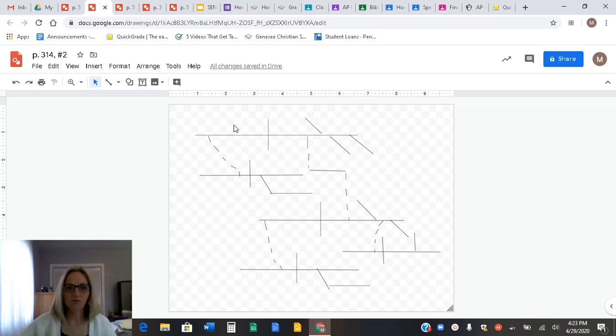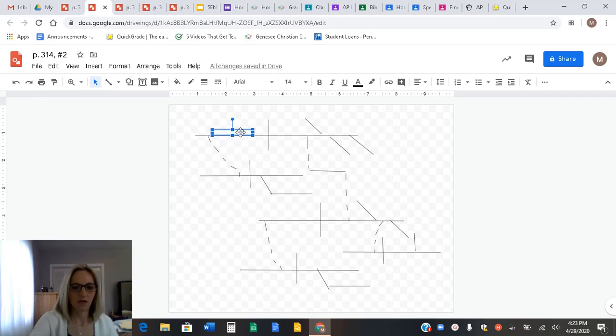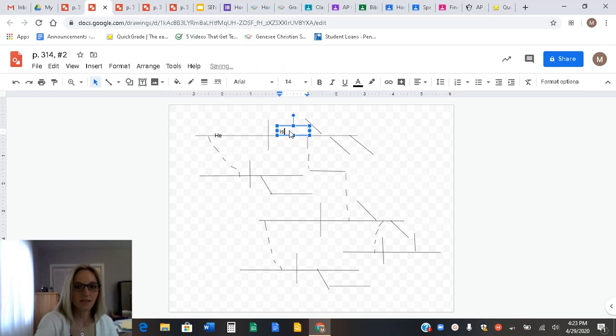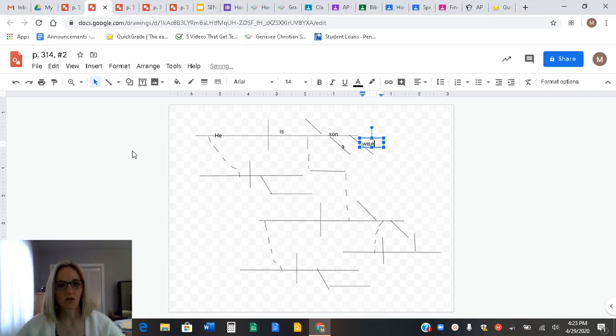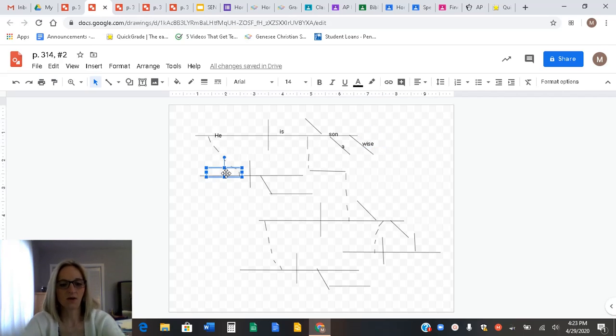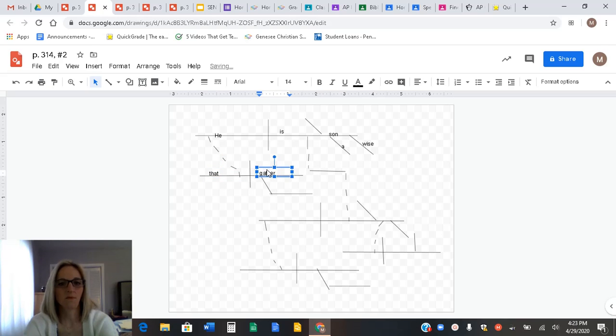So let's find the subject and verb of the independent clause here. Subject is he. Okay, what's my verb? Did you say is? He is what? Son. What kind of son? What words are describing son? A wise. Good. He is a wise son. Now, let's do that gathereth in summer. I already have the dotted line here. It's an adjective clause. That gathereth in summer is describing he, so it needs to be connected to he.